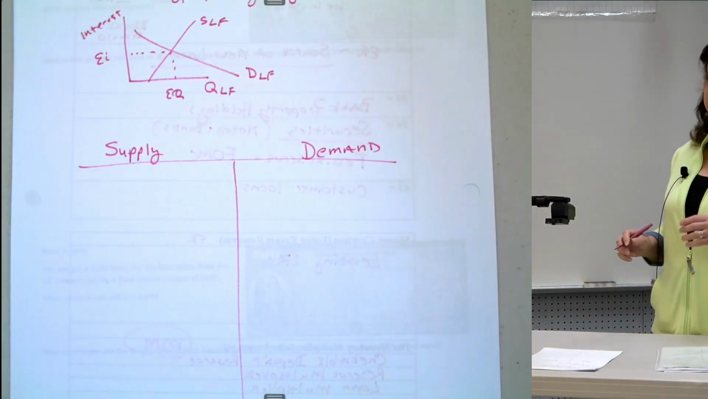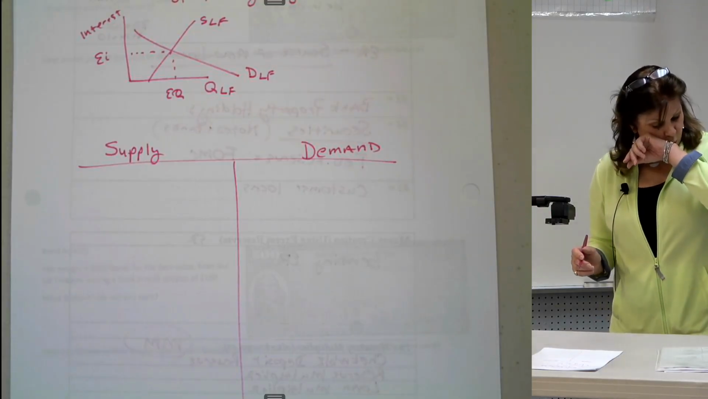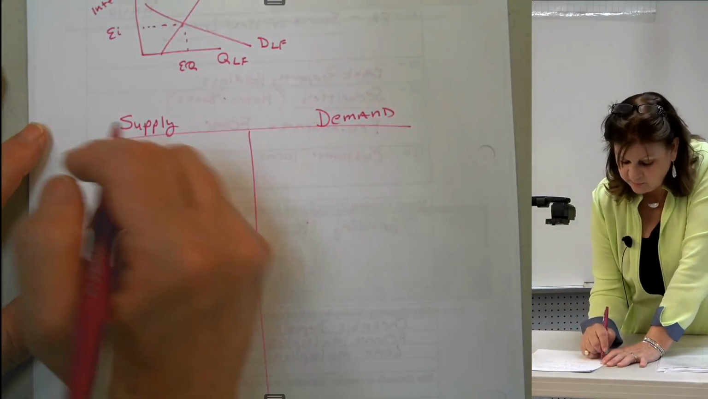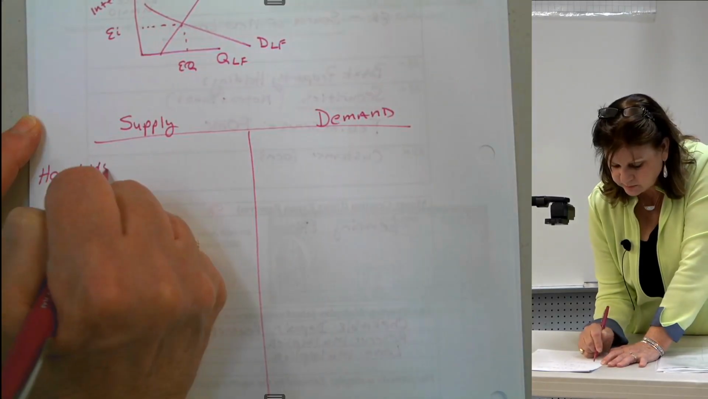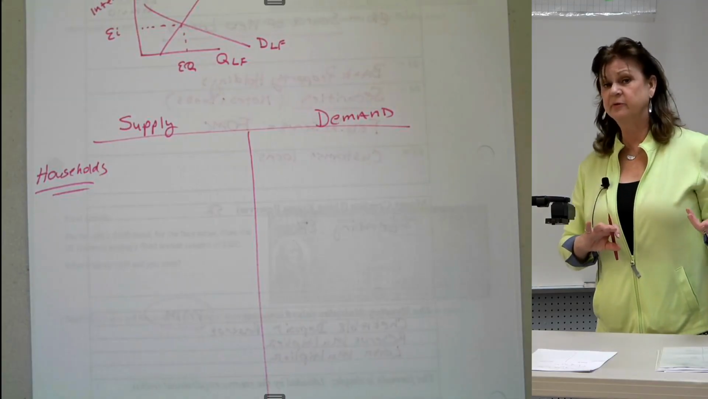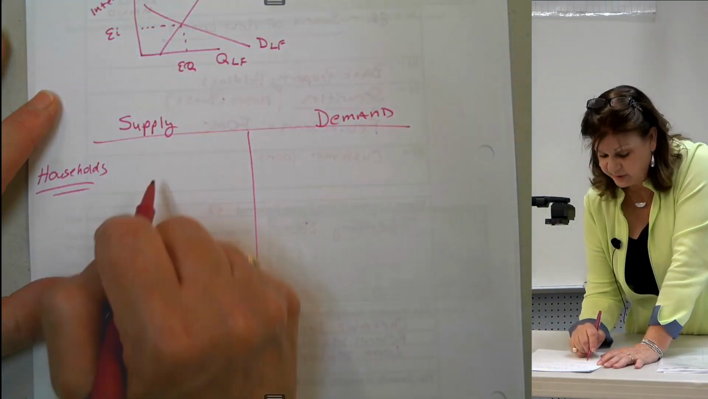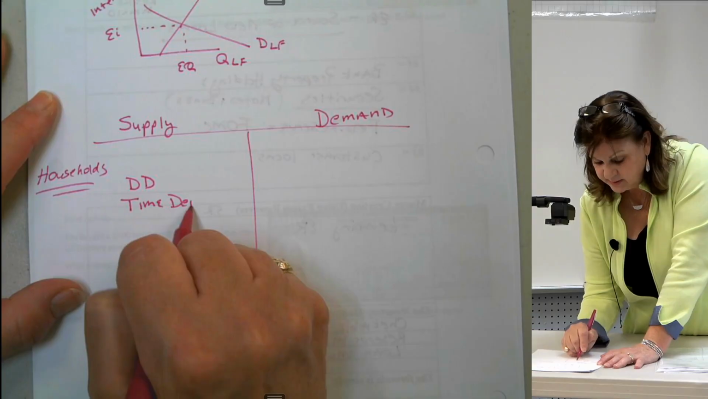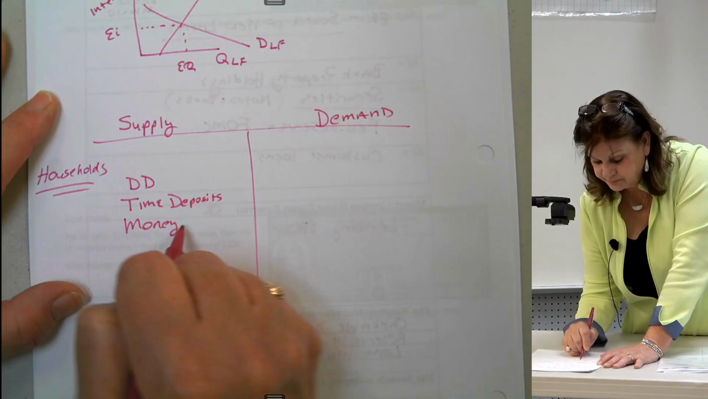Okay, we're going to do our own little T-chart, supply and demand of loanable funds. Okay, let's start with the category of households. All these categories can be suppliers and demanders. It just depends where they are. So households supply loanable funds with their demand deposits, their time deposits, and anything they hold in a money market.